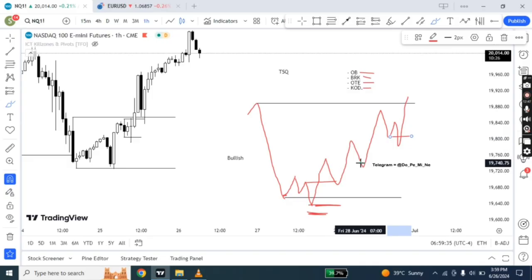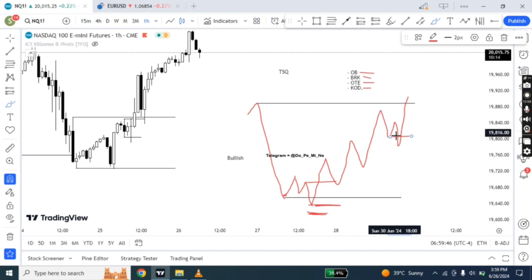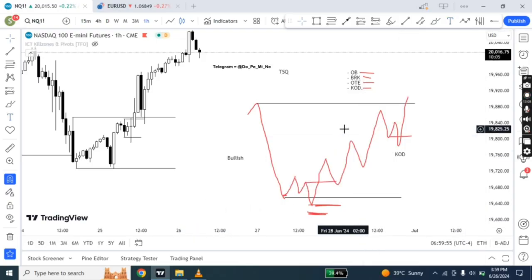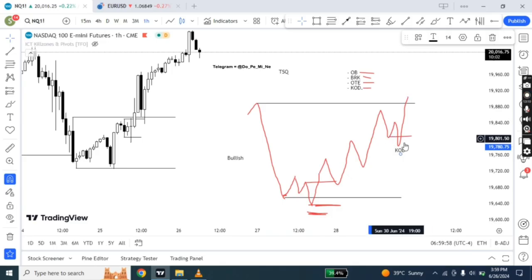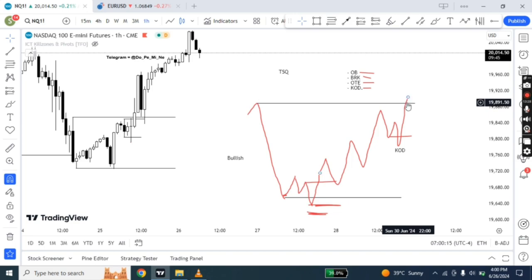Then we have a breaker entry and an OTA entry like this, and then just before this opposing end of the CRT is reached and the drawn liquidity and the target is reached, price stops and then retraces back. Just before the target is reached, price retraces again, and then price forms a turtle soup there, and then takes the CRT range high or the opposing end of the range. That's what we call a KOD entry, or the kiss of death entry, which is basically the last move before the drawn liquidity is taken or the target is reached.